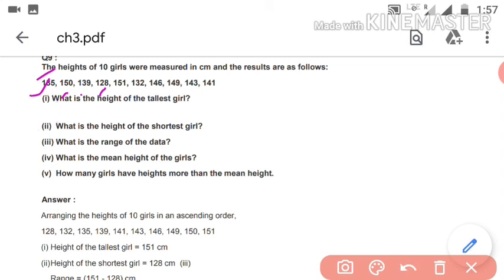The others are very easy, you just have to see from the table which is highest. You can see from here the highest is 151, isn't it? So the shortest one will be how much? The shortest one will be 128. And the range is highest minus least, meaning 151 minus 128. So in this way you will complete this question.